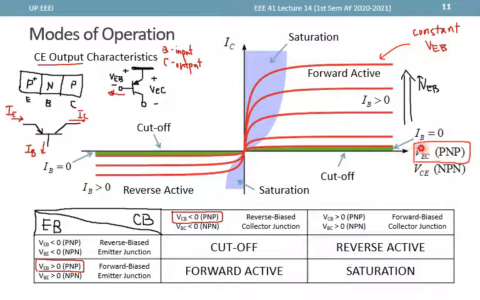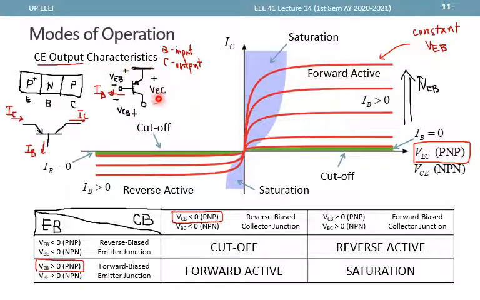However, how is this VEC related to the CB junction? Now we'll have to go back to our voltages in the PNP. So we are actually concerned, or we want that VCB is less than 0 for the device to be reverse biased. If we write that into our symbol right here, so VCB is plus at the collector, minus at the base.